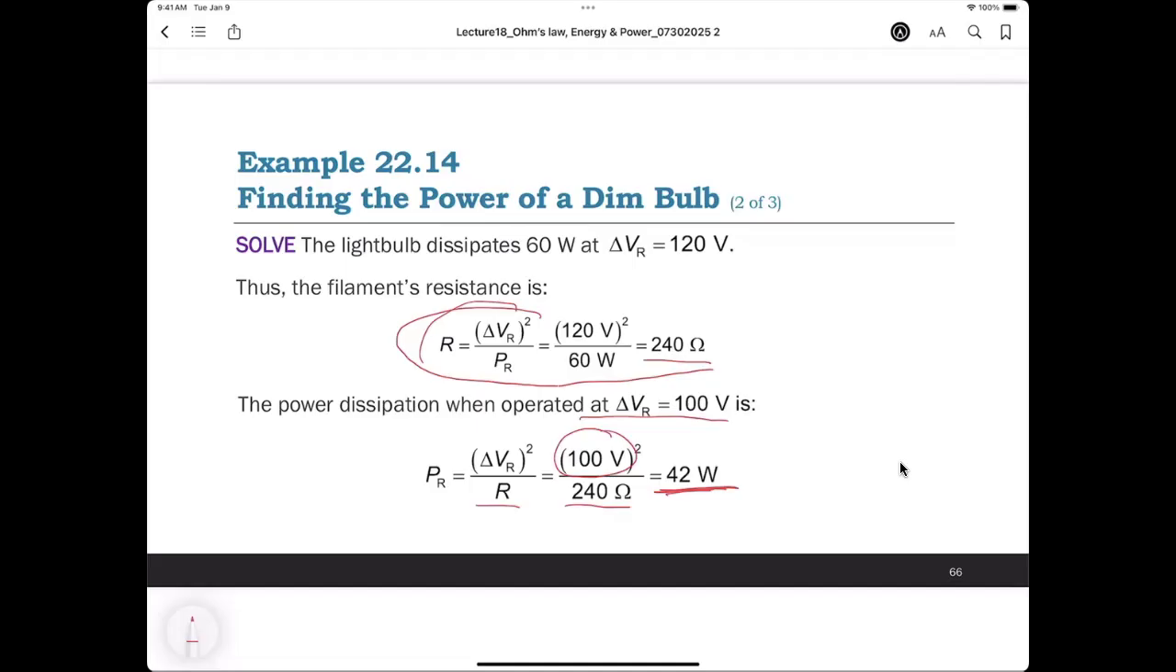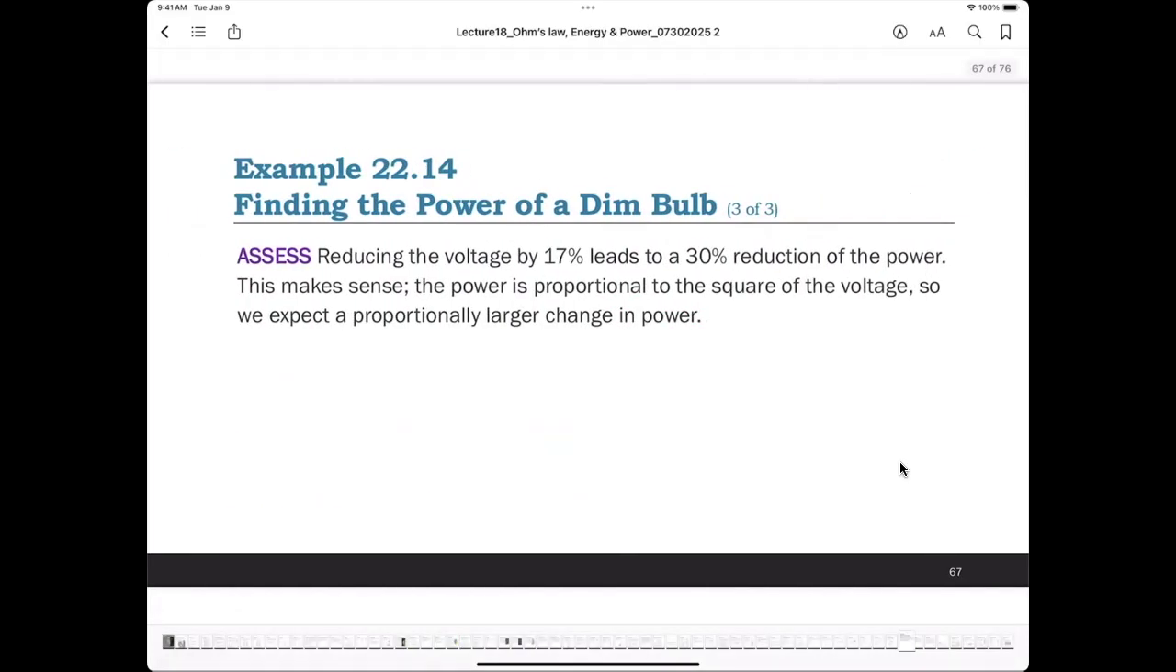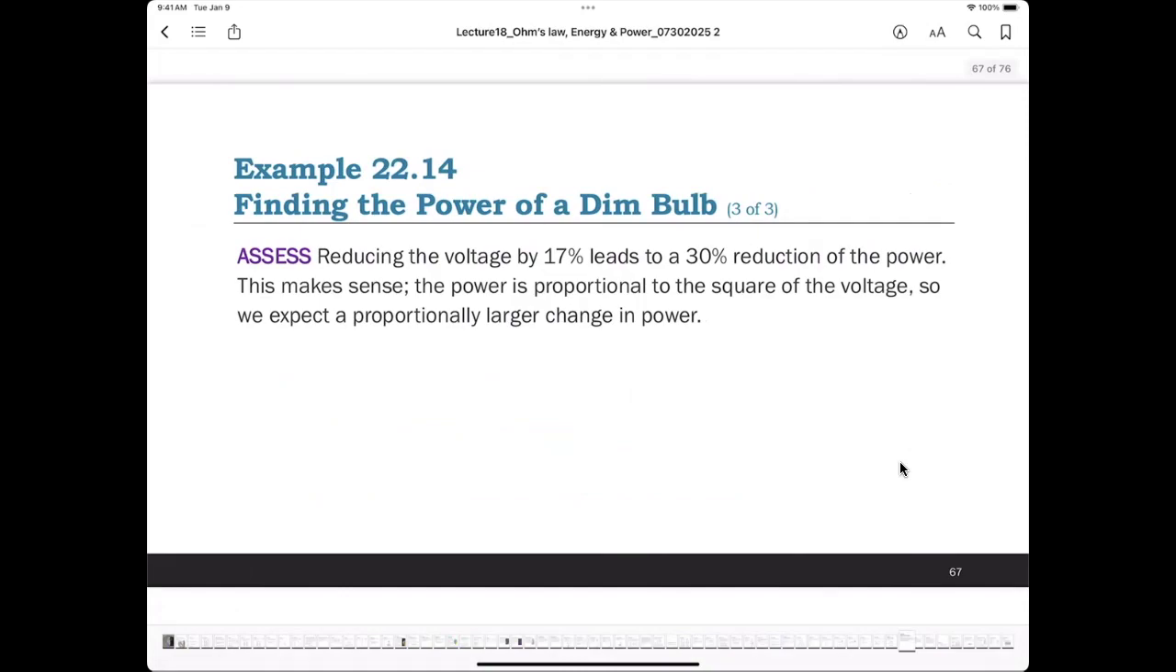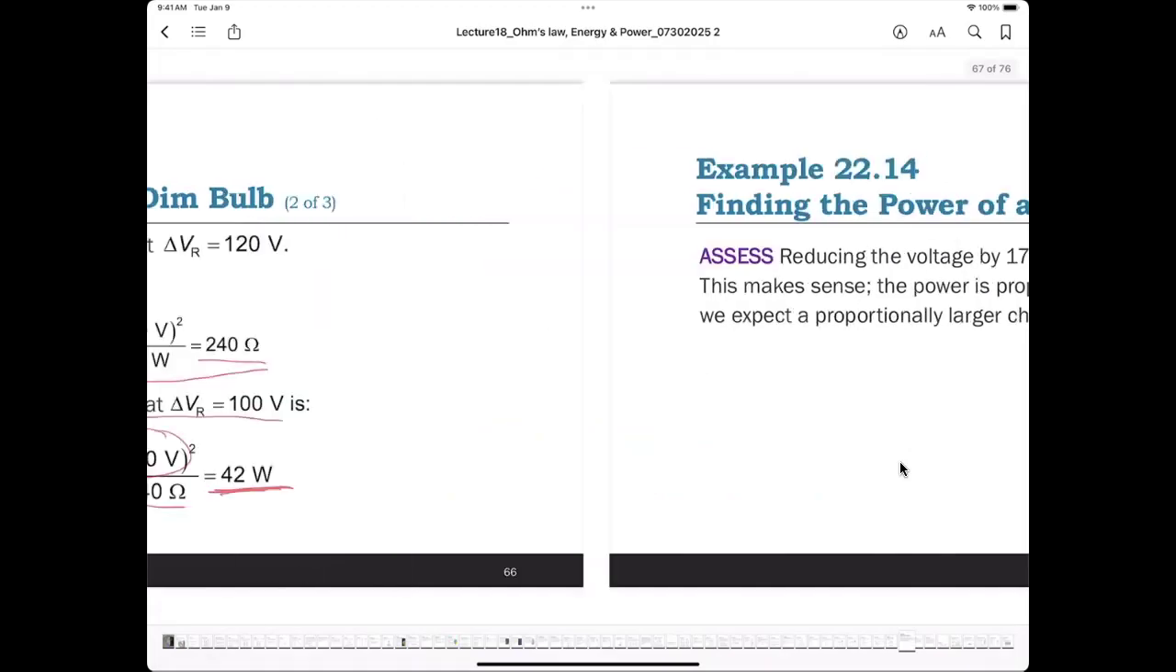Okay. The bulb display, we talked about this just now, and then we can get the filament resistance. Using this equation, it is 240 ohm. For the power when operated, we use 240 ohm and 100 volts, and then we can get the new power, 42 watts. Does that make sense to you? Reducing the voltage by 17% leads to a 30% reduction of power. You can see here.